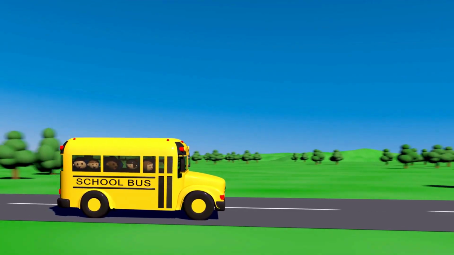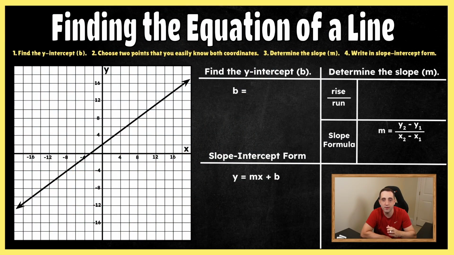Maybe we could forget. Now, for finding the equation of a line, the very first thing you want to figure out is where does your line cross the y-axis? And that's going to be known as the y-intercept. And we always use the variable b for the y-intercept. So let's take a look at our first one here. Where does this line run directly through the y-axis?